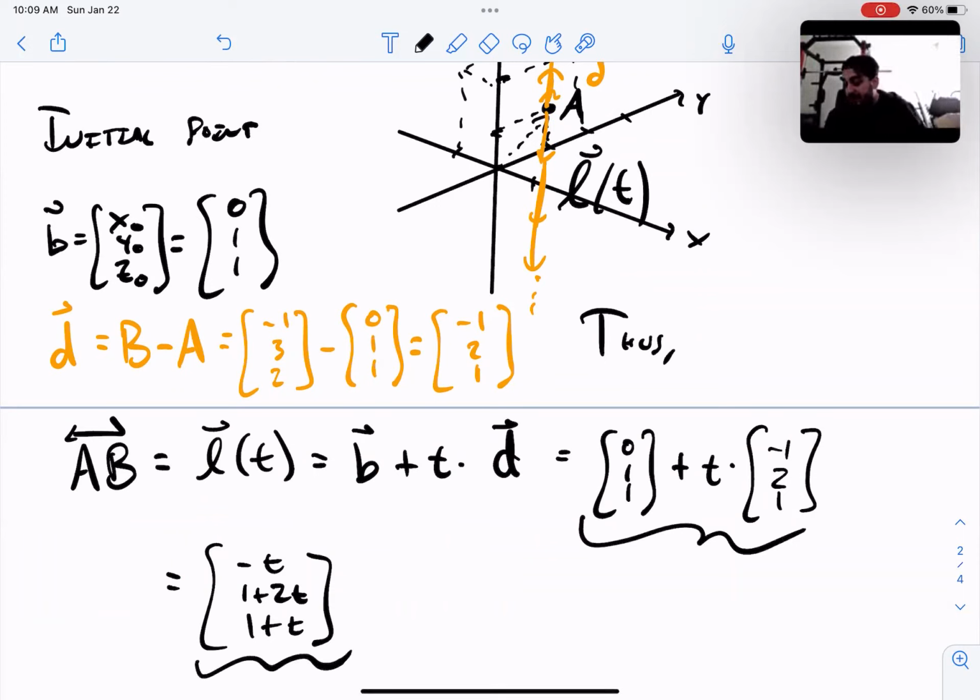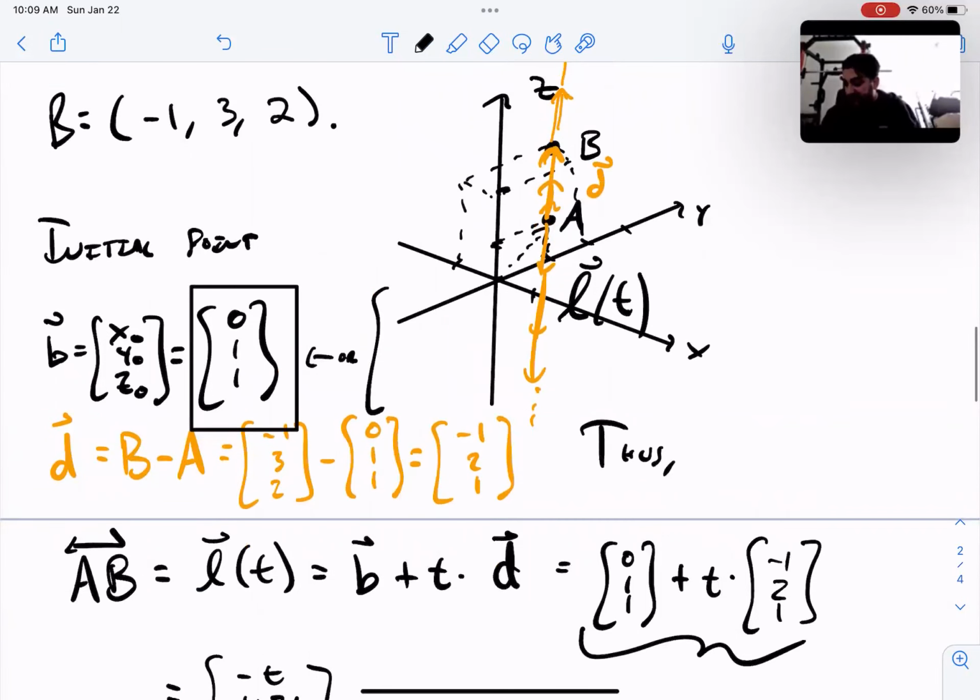Now, one question you might have: this right here was a little bit arbitrary. I picked point A as our starting point. If you wanted to pick B as your starting point, minus 1, 3, 2, you can. Totally valid, right? It doesn't matter whether you pick point A or point B. You just need some point on the line to start with. You'll get the same line either way. You'll get a different parameterization of it, but it's the same line, right? There's not a unique way to parameterize a curve. So these are both perfectly good ways to go.